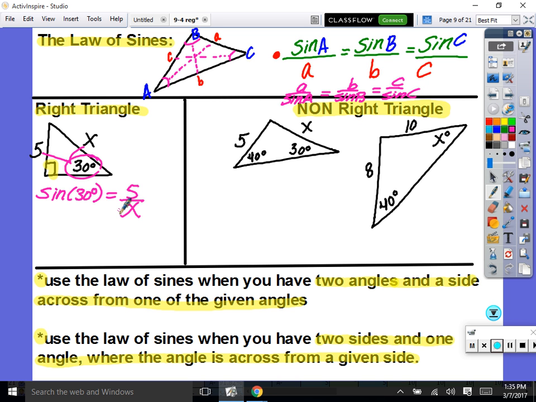However, notice in this triangle, we're trying to find x, just like we were here, right? But do you see how it's a non-right triangle? We would use the law of sines in this case. And I'll show you how in a second.